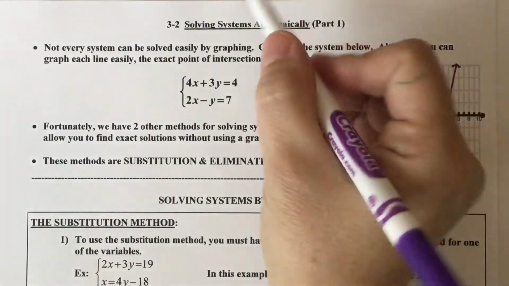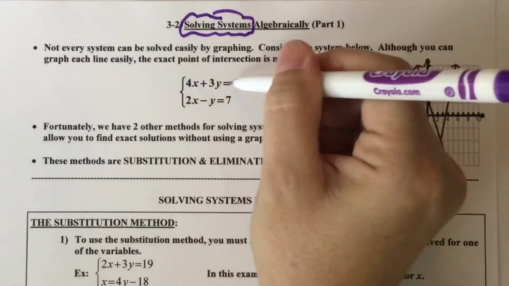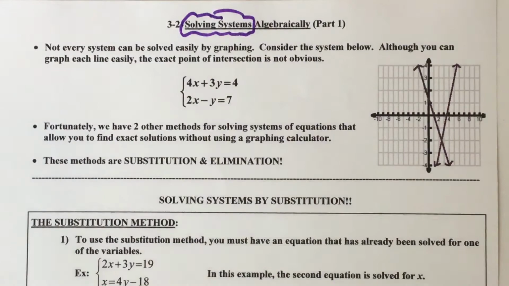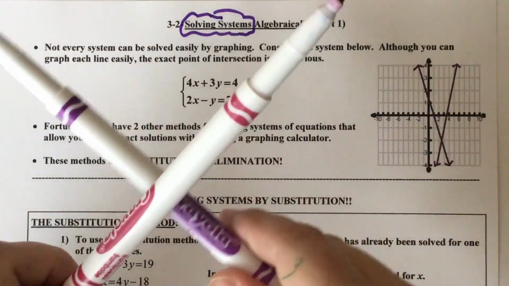We are still solving systems. So remember, that's when you have two or more equations with the same letters. Last lesson, we solved by graphing. So we looked to see where the two lines intersected when we graphed them.